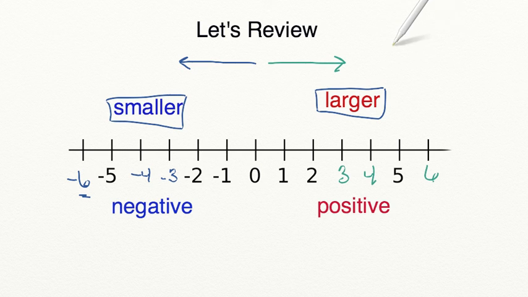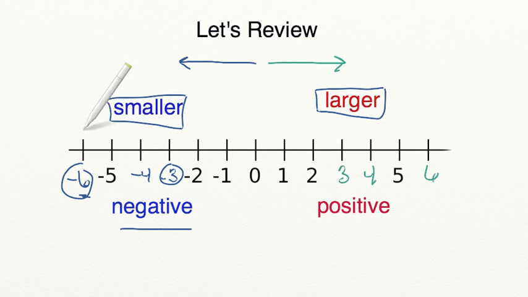So when you're comparing negative numbers, it's important to remember how far they are away from 0. And when you're comparing negative numbers, you have to think opposite, because -6 is a smaller number than -3, because it's much further away from 0.